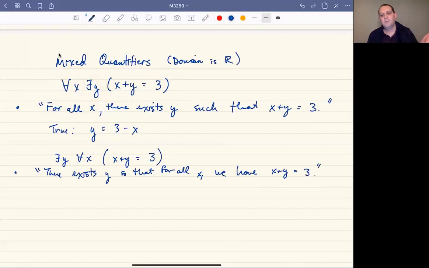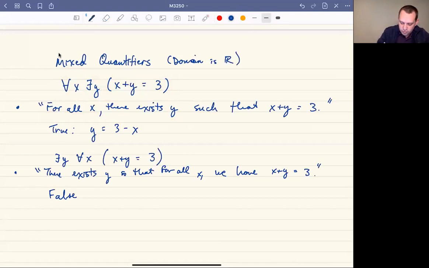Okay, I'm being a little bit interpretive here about what this statement says. But if I wanted to read it literally, it says there exists a y for all x such that x plus y equals 3. So if you wanted to be 100% strict on how you read that, but this is the meaning of it. We want to know, does there exist a y so that for all x, we have x plus y equals 3? And this statement is false. There is no y value such that for all x, you have x plus y equals 3.